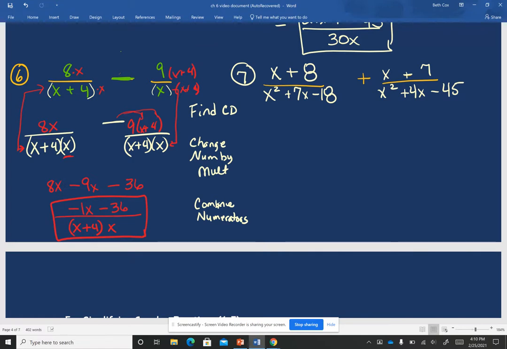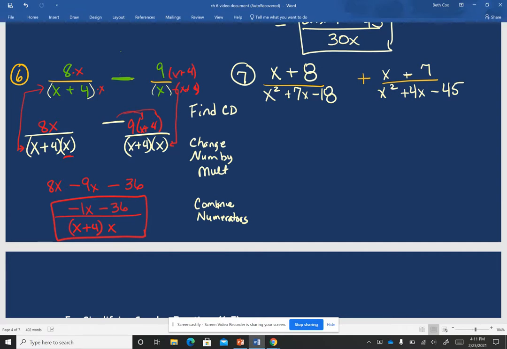Combine the numerator. Now notice, when it came to the denominators, once I found the common denominator, I didn't do anything else to it other than write it down. Think about that. Once I determined what the common denominator was, I didn't have to do anything but write it down.